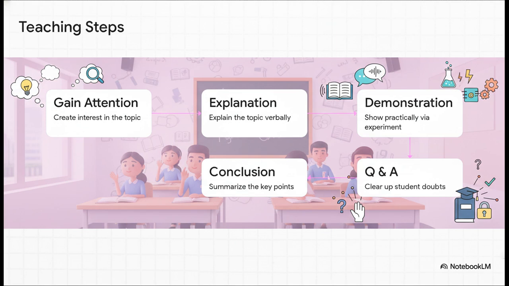Then we move to step 2, explanation. This is where you verbally lay out the topic so they know exactly what to look for. Step 3 is the main event, the demonstration itself. Show them the physical proof. After the big reveal, step 4 is Q&A, which is absolutely vital for clearing up any localized doubts. And finally, step 5 is your conclusion. Summarize it all so the learning is completely locked in.